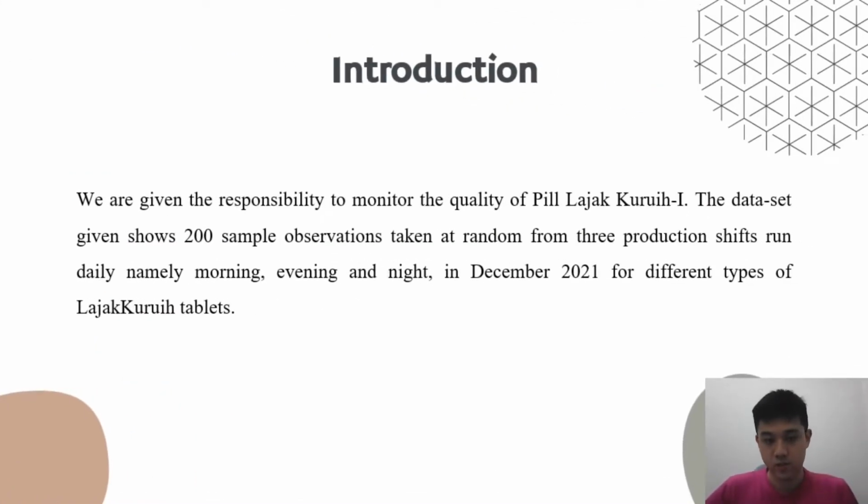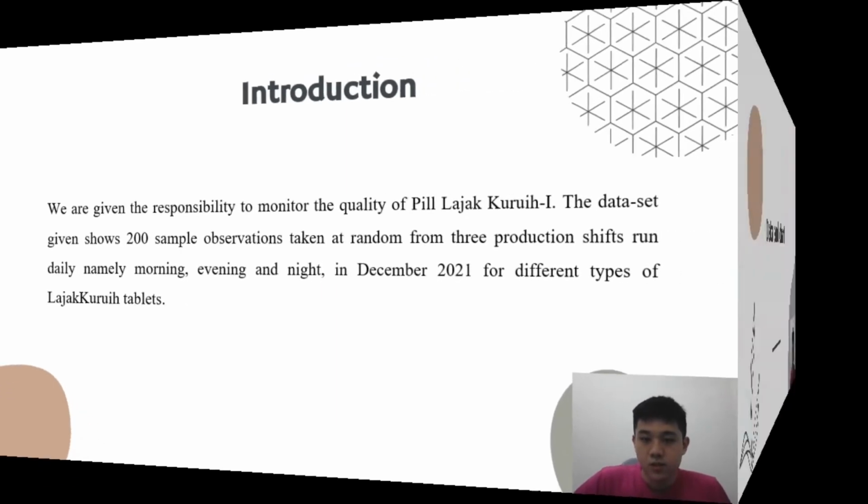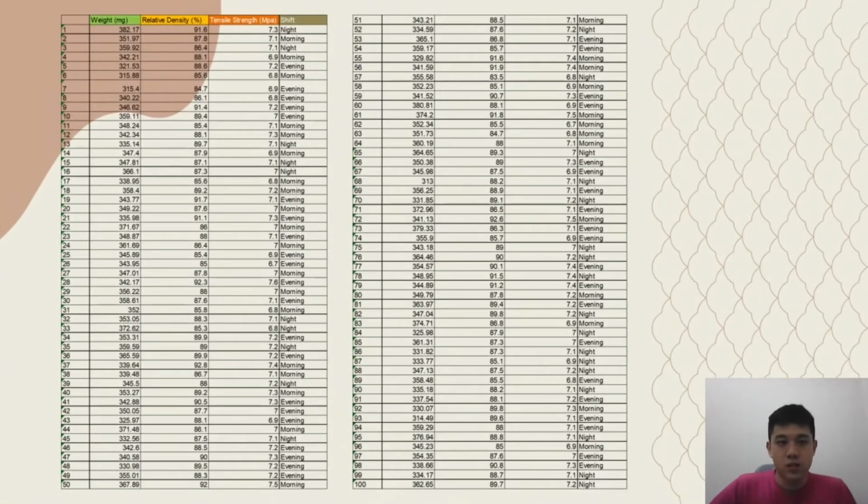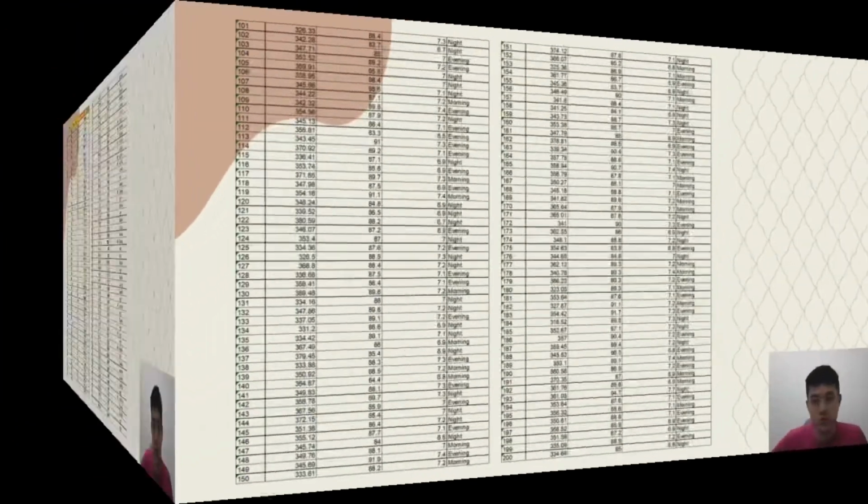We are given the responsibility to monitor the quality of Peel Lajak Kuroy Eye. We will show the data and the charts for our analysis. This is the data given. We have weight, relative density, and tensile strength at different shifts. We are given 200 sample data.